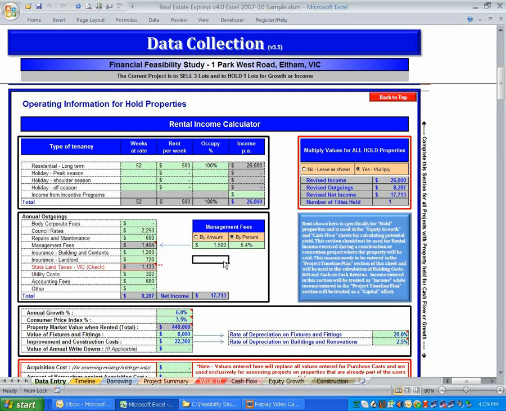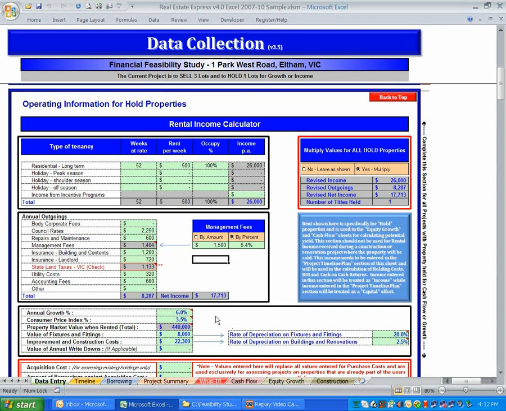In the next part, we have a checklist of outgoings for the property. As before, these headings or titles can be changed if necessary, and of course all of the amounts can be changed as they need to be. The management fees can be entered either by an amount, by changing the amount over here and selecting by amount, or entered as a percentage and selecting by percentage. The land tax rate is automatically calculated by the program based on the state that's selected and the statutory valuation that's been entered in the property information section.